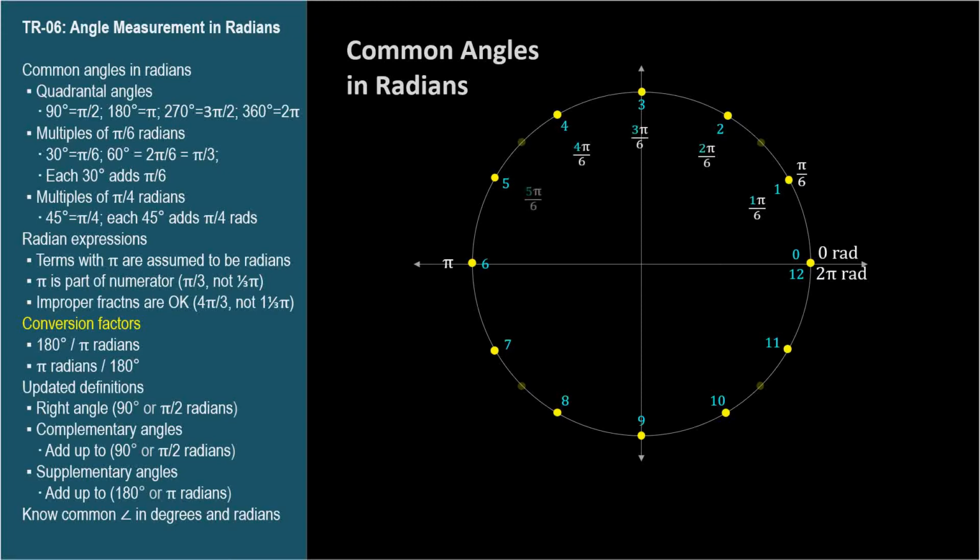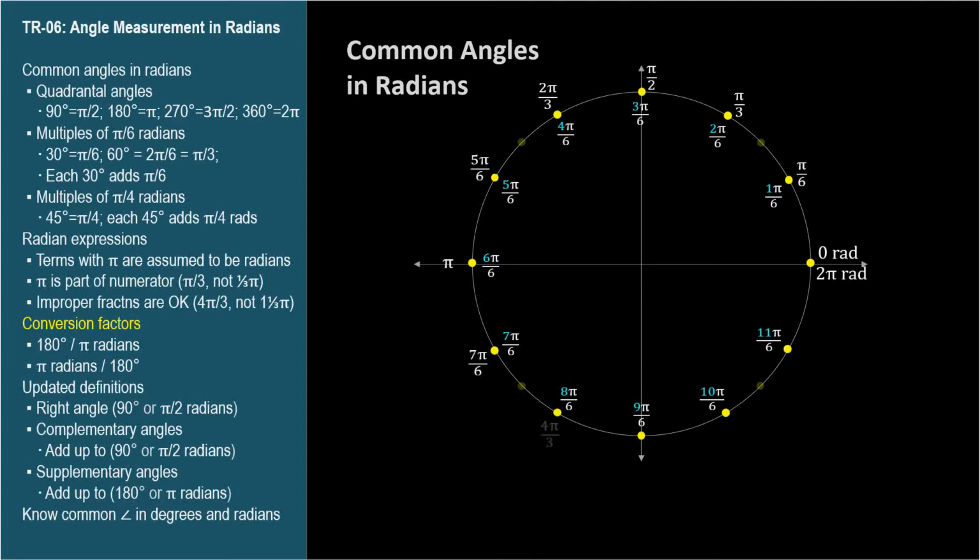Each step around the circle represents another increment of pi over 6. Remember how simple this looks, because when we reduce the fractions, things look so much more complicated for some reason. Angles down in quadrants 3 and 4 will be improper fractions when expressed as radians with pi, since they're all greater than 1 pi radian. Improper fractions are okay when expressing angles in radians with pi.